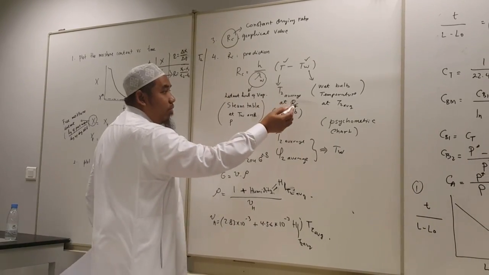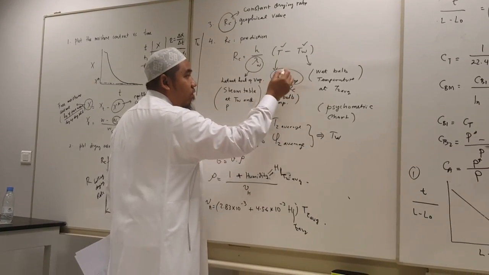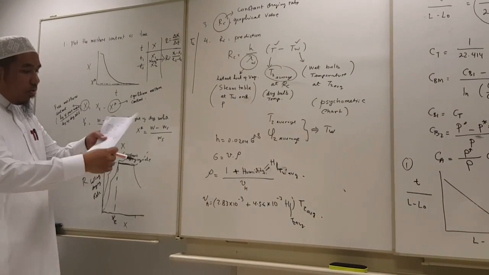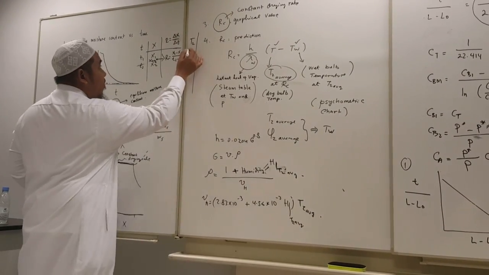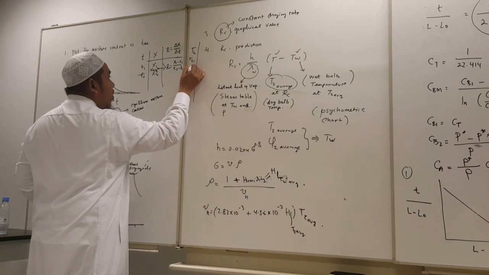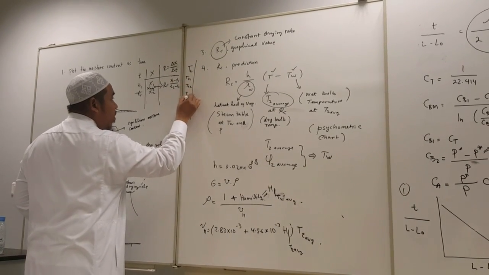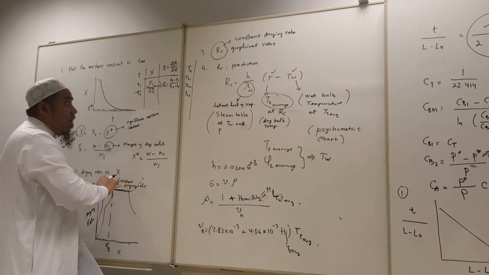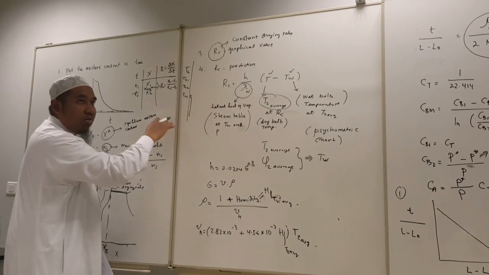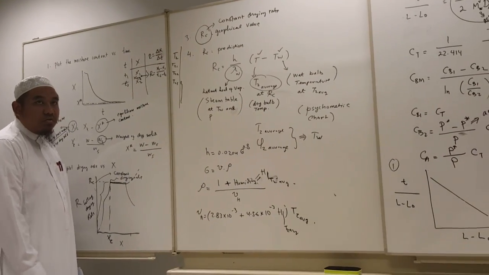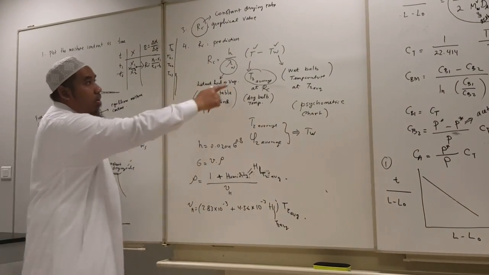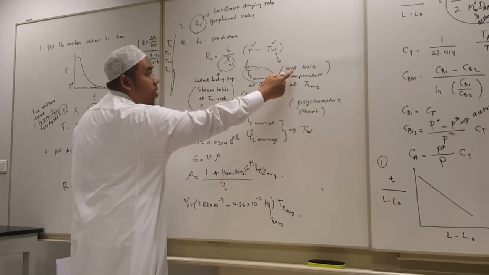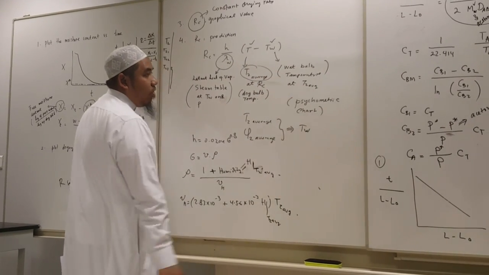This one, maybe you will get confused with this. What does it mean by T2 average? Because you will have T2,1, T2,2, T2,3, just like the X. And this constant drying rate might be from T2,3 to a certain T2. So then you have to take this average. That goes for this T. And TW is the wet bulb temperature at T2 average.